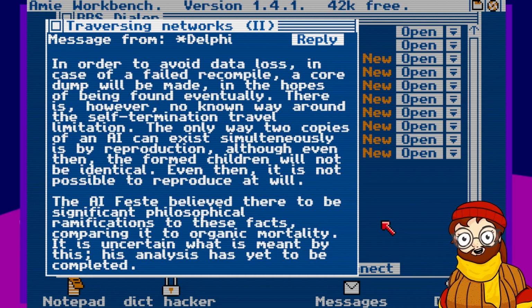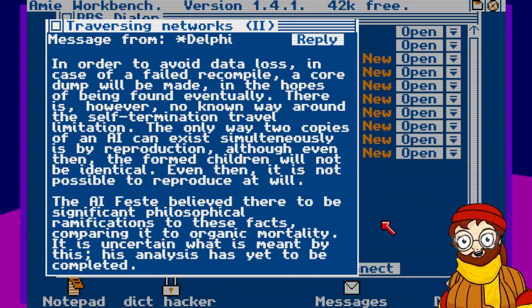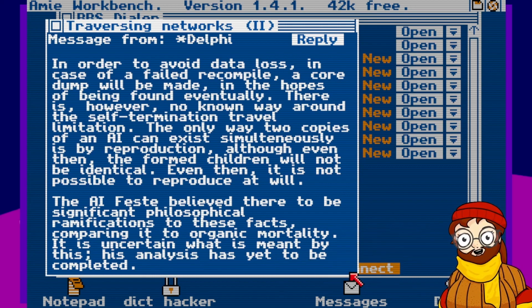In order to avoid data loss, in case of a failed recompile, a core dump will be made. Oh, that's the thing we recovered. Okay. In the hopes of being found eventually. There is, however, no known way around the self-termination travel limitation. The only way two copies of an AI can exist simultaneously is by reproduction. Okay, so there's no way around it because it's hard-coded to cause the destruction. Although, even then, the formed children will not be identical. Even then, it is not possible to reproduce at will. The AI Festi believed there to be significant philosophical ramifications to these facts, comparing it to organic mortality. It is uncertain what is meant by this. His analysis has yet to be completed.